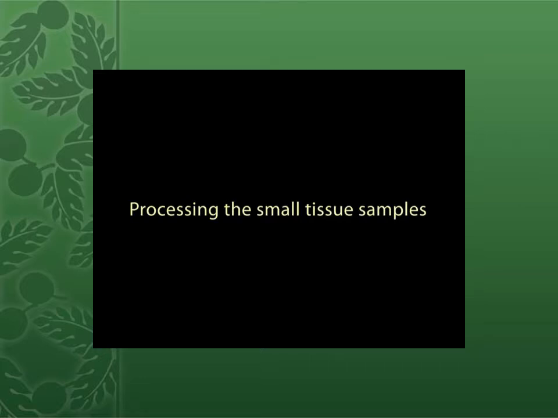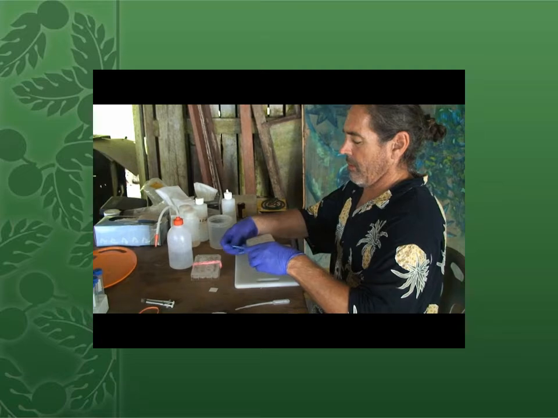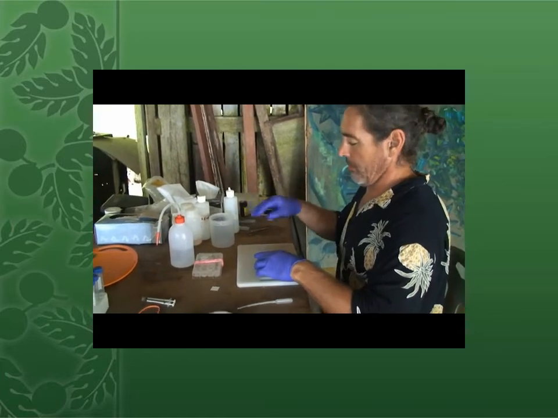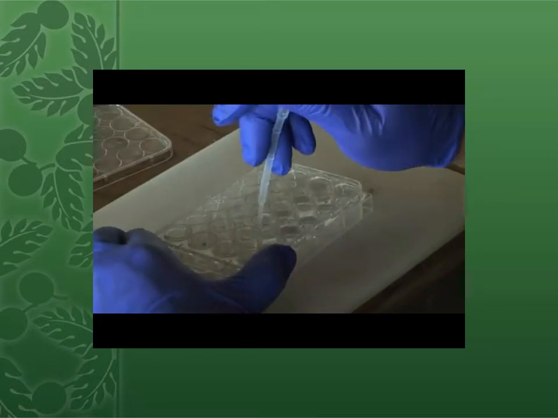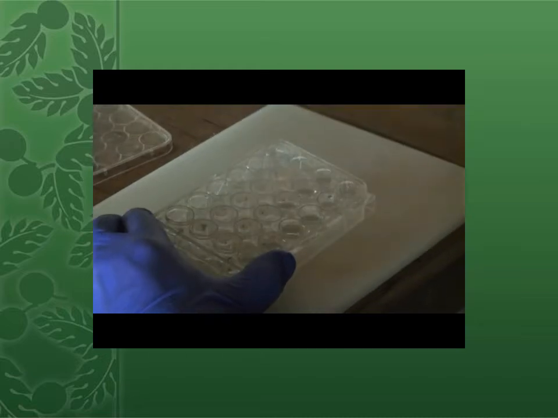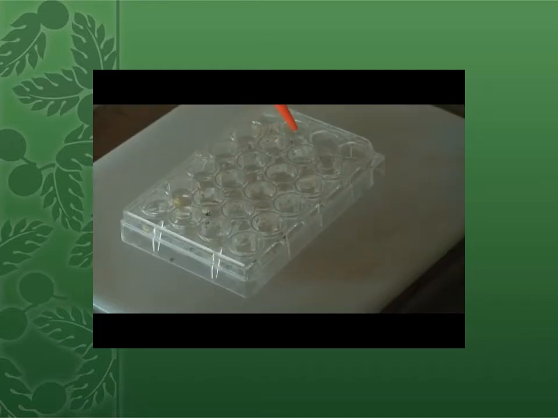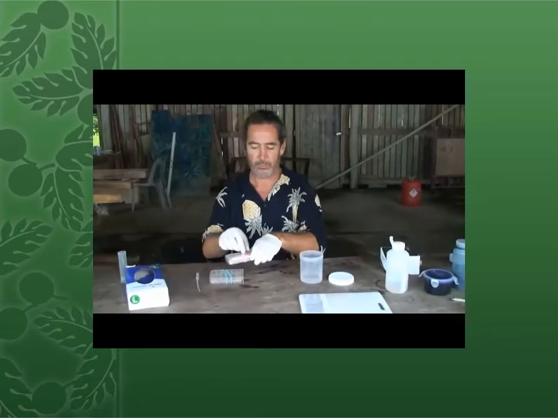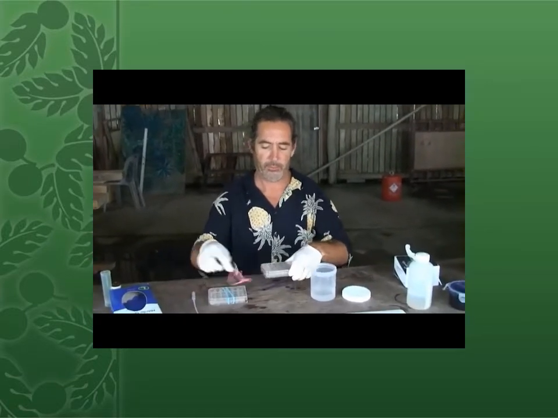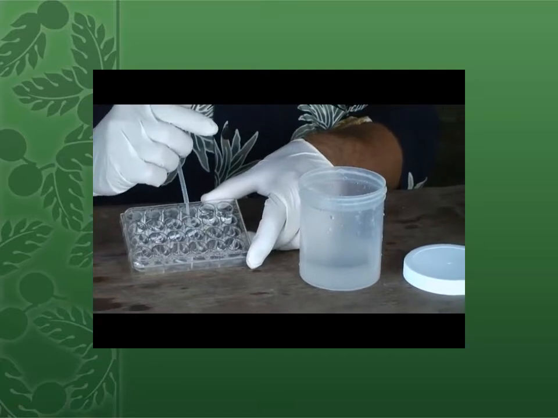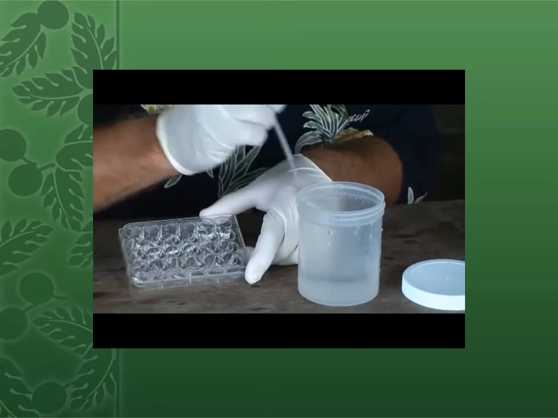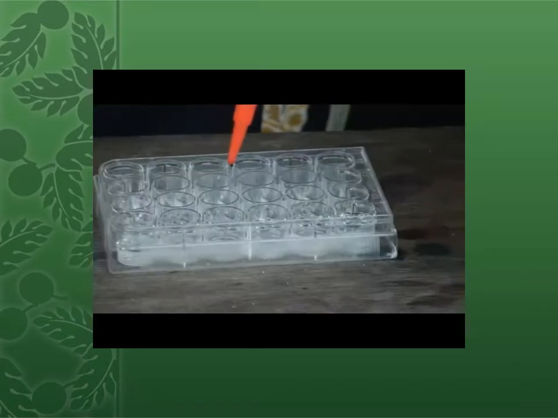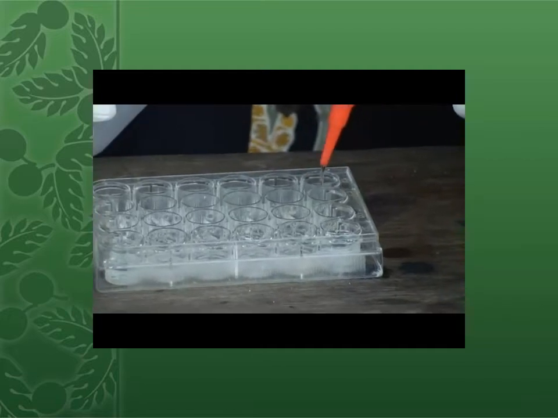Now we're going to go back to those small sections that were no more than 2 millimeters in one dimension. We'll dehydrate those by taking them through several changes of alcohol. Remove the alcohol, replace it with new alcohol, remove that change of alcohol, and replace that with fresh alcohol.